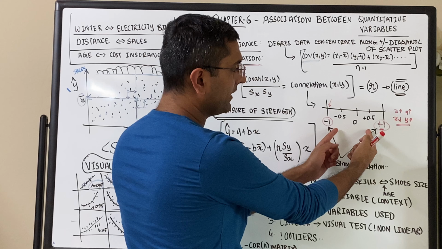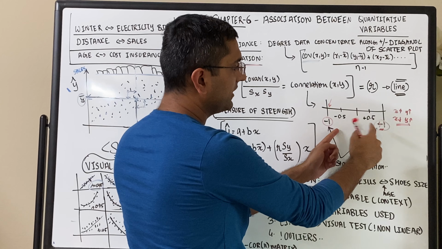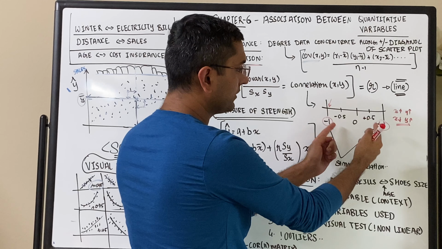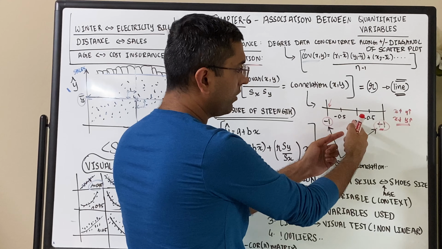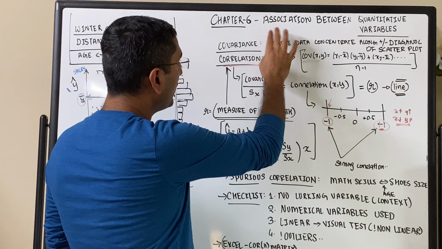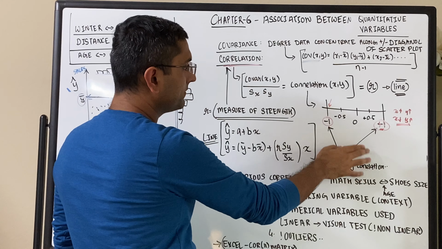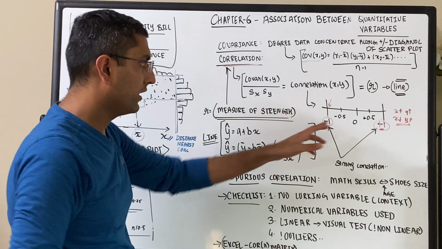From -0.75 to -1, and 0.75 to 1, is strong. Between 0.5 and 0.75 is moderate. 0.5 and below is very little correlation, and below that is hardly any correlation. So you see how we can convert covariance into correlation. Once you do that, you can find out the degree of association.